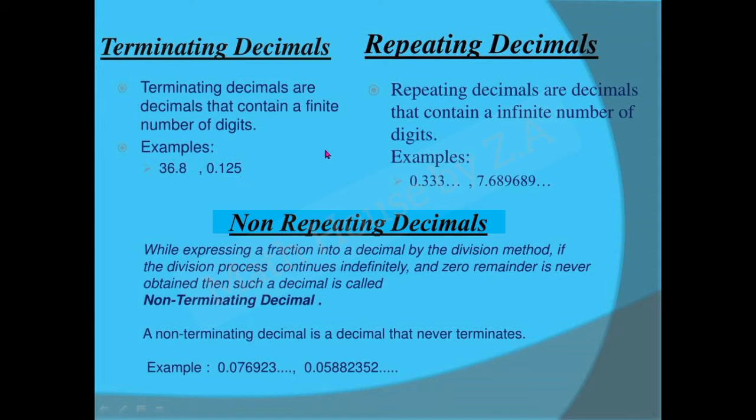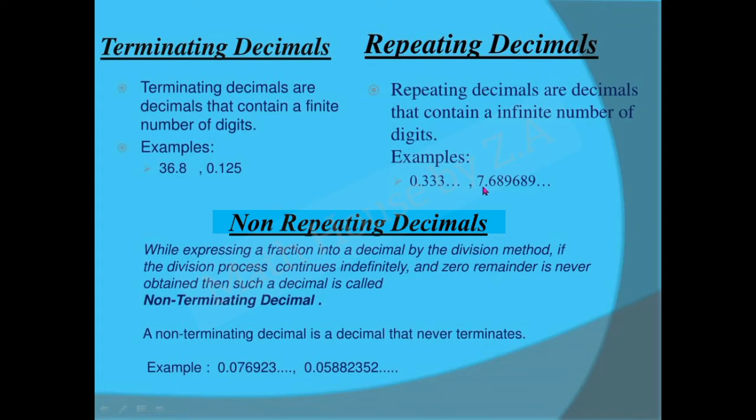And what are non-terminating decimals, or repeating and non-repeating decimals? The simple difference is that in terminating decimals you have a finite number of digits after the decimal point, and in non-terminating you have an infinite number of digits. Repeating decimals, or non-terminating decimals, contain an infinite number of digits after the decimal point. Here you can see 0.333 and so on. That means you have more threes, and they do not end. They are an unlimited number of digits after the decimal point.